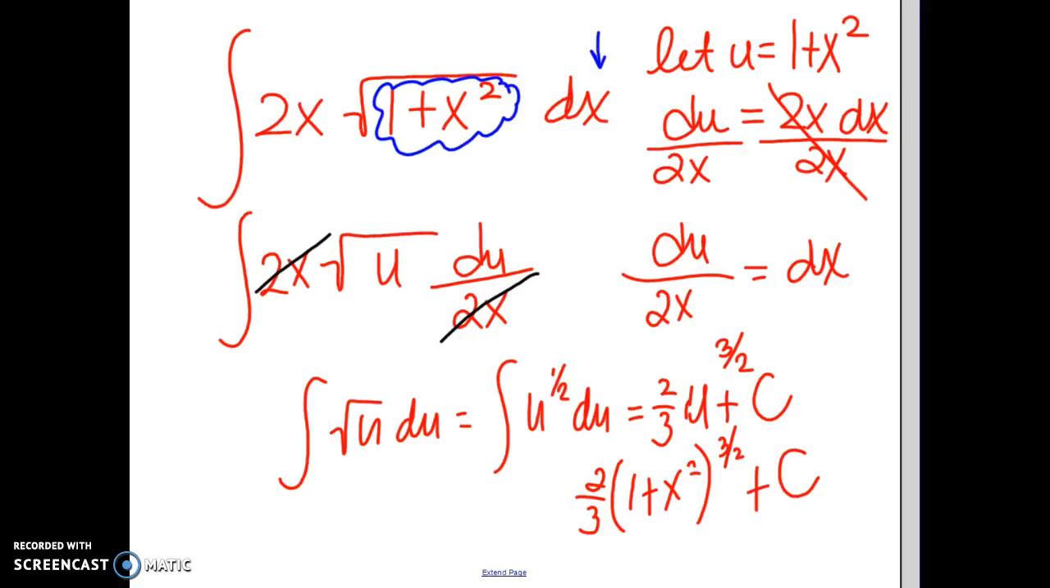Yes, I guess I lifted my pen. Is that like the final answer? That is the final answer. Okay, because we're using u substitution to take an indefinite integral. So let's try it again with a different problem this time.